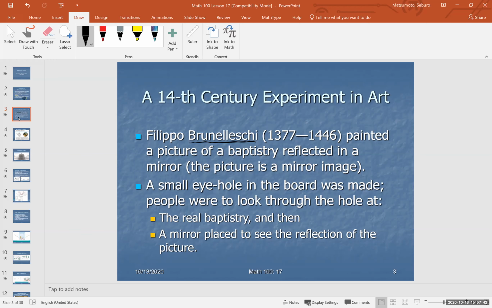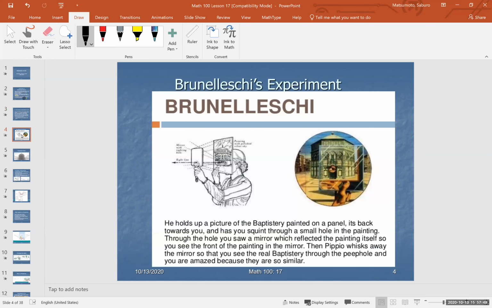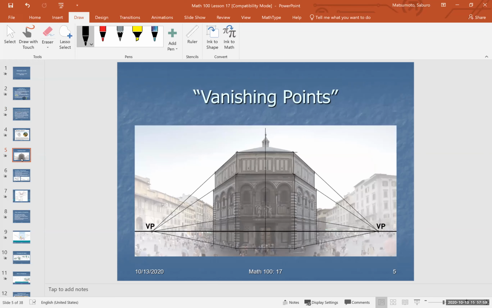You may want to study or look up, if you're interested, the Renaissance artist named Brunelleschi. He is famous for painting this baptistry in Florence. And this is what he did. He basically used a mirror and did an experiment with the people who were walking by, and he challenged the people to look through this little hole to see if his image is exactly the same as what he drew. You can see the vanishing points here. There are many vanishing points, but they're all on this one line. This is the horizontal line I was talking about, okay?